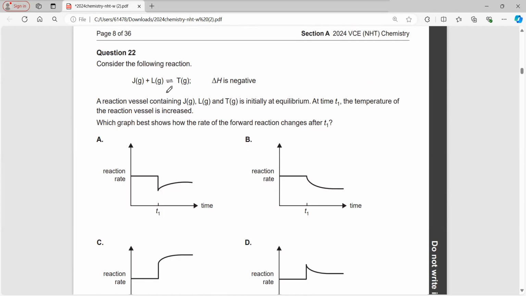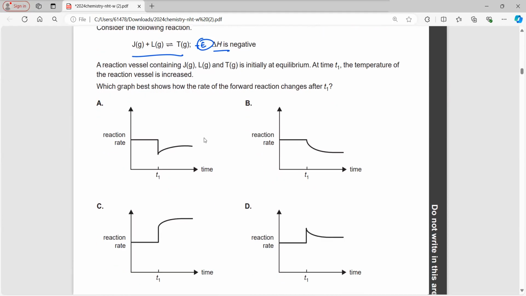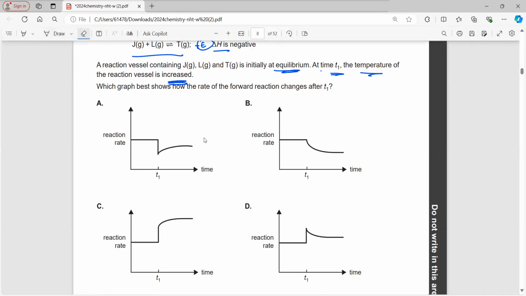Cool. So basically, considering the following reaction, this is negative, so it means that it's an exothermic reaction. Now, it's asking that it's initially at equilibrium, and then at time t1, the temperature of the reaction vessel increases. So which graph best shows how the rate of the forward reaction changes after t1?